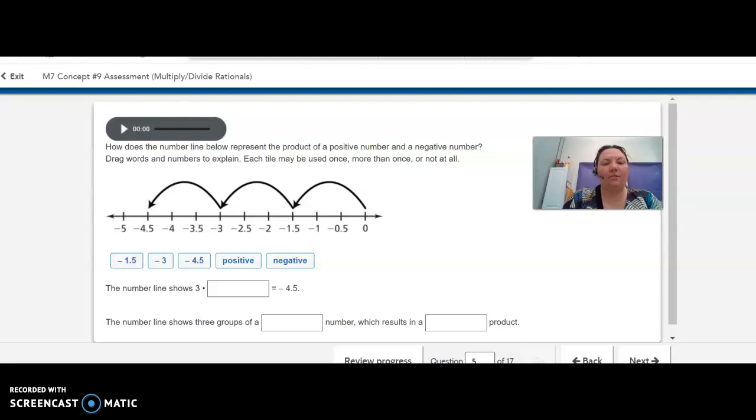It's not letting me slide and drop that. Let's see if I can make it work. No, it's not going to let me. But 3 times negative 1.5 gives us a negative answer. And the bottom sentence was asking us to think about the sign of our math and our answer. The number line shows 3 groups of a negative number, which results in a negative product. So there's a little helpful hint on number 5.